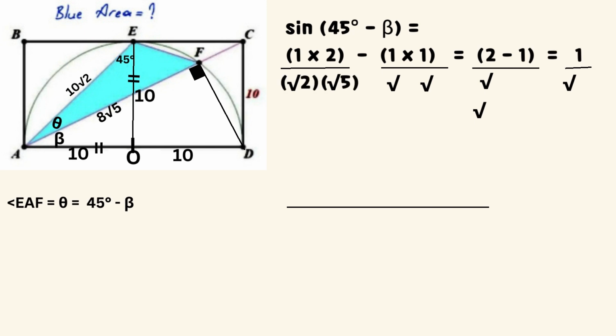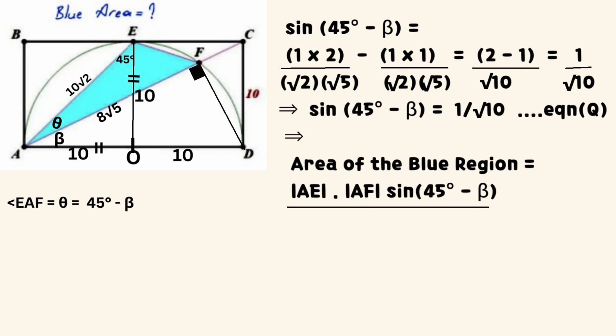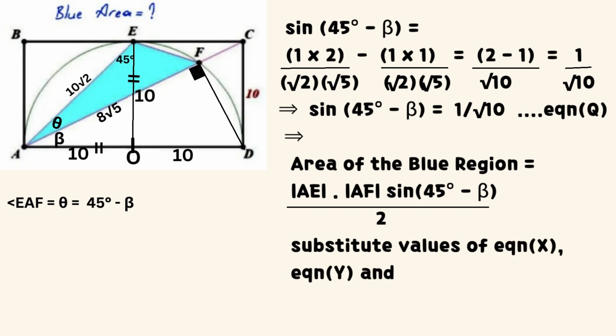Sine of 45 degrees minus beta equals 2 minus 1, all divided by the square root of 10, which equals 1 divided by the square root of 10. After substitution and simplification of values, we call it equation Q. Hence, area of the blue region equals half the product of line AE and line AF times sine of 45 degrees minus beta. Substitute values of equation X, equation Y and equation Q.